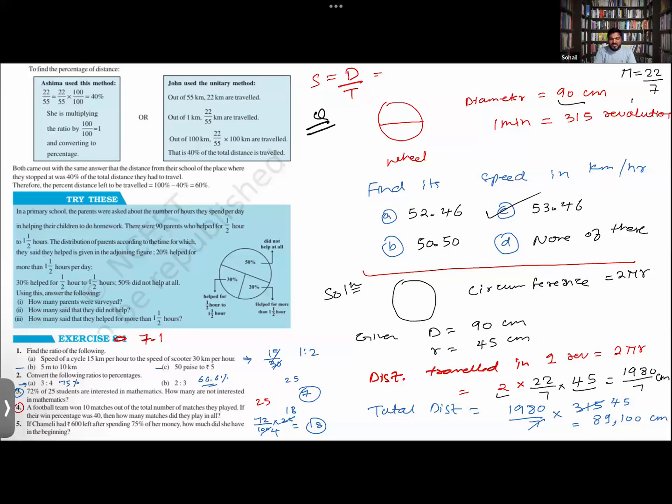No, that will not be 750. Hope you guys understood the question. First, read the question twice and thrice at least. Chameli had rupees 600 left after spending 75% of her money, so she had already spent 75% of her money, and she is now left with rupees 600 only. So how much money did she initially have? That's what we are required to find.